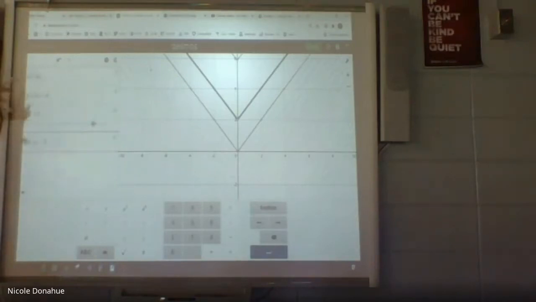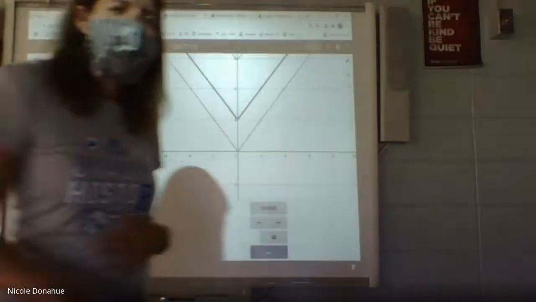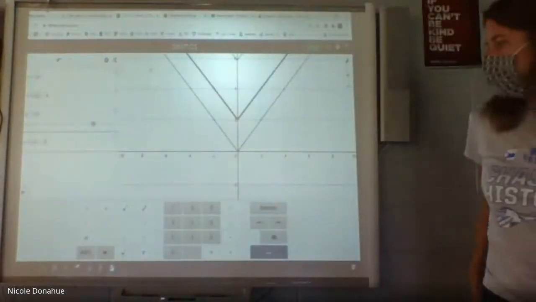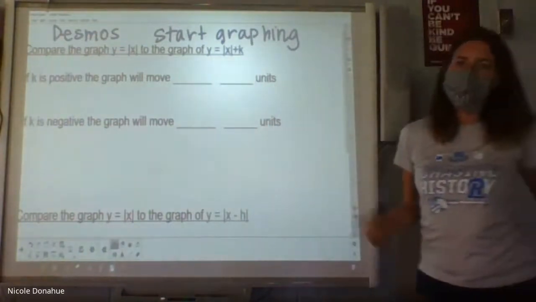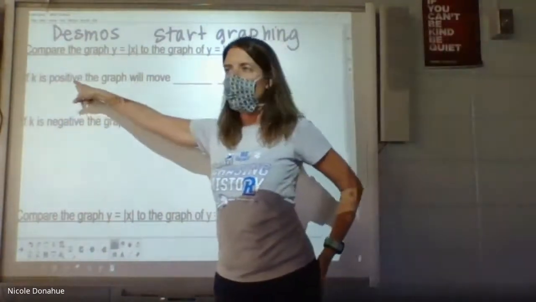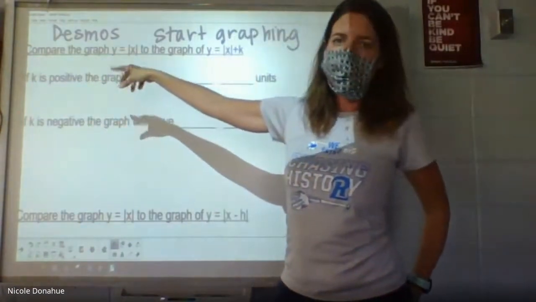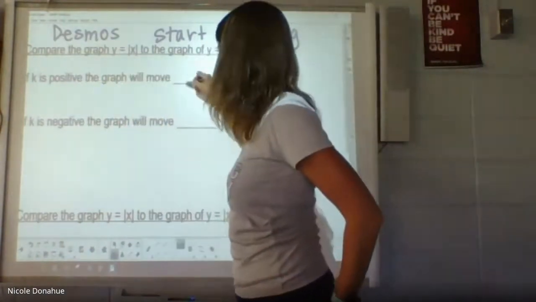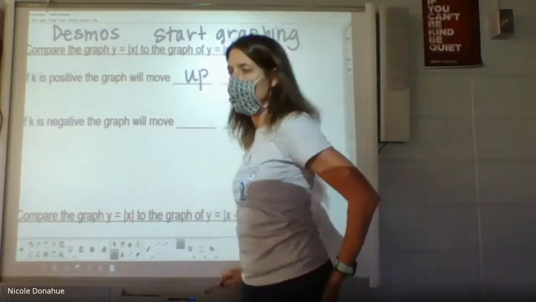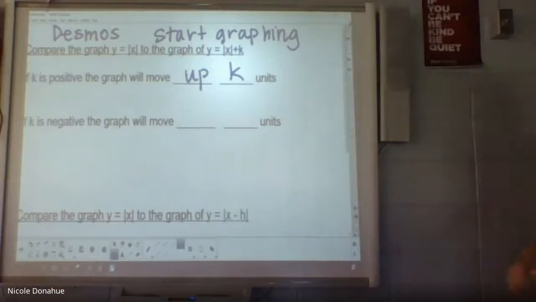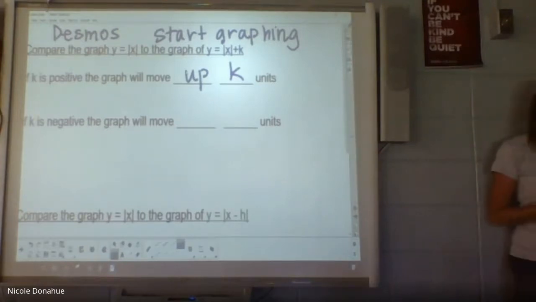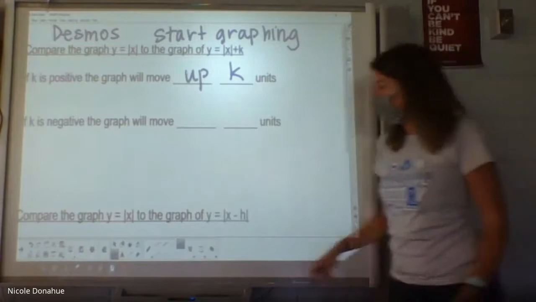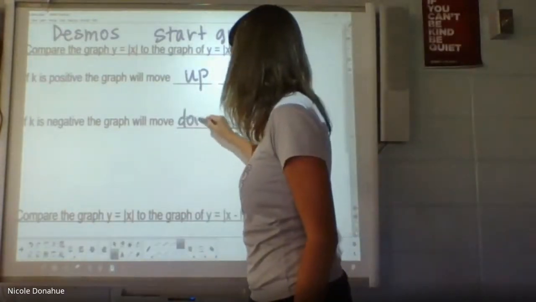But notice the k is always outside that absolute value. So we want to write that in our notes. In our notes, it says if k is positive, the graph will move what? We did positive 2, it went up 2. So it's going to go up whatever k is units. So if you did +4, it should have gone up 4. What happens if you subtract or you do negative? It's going to go down.